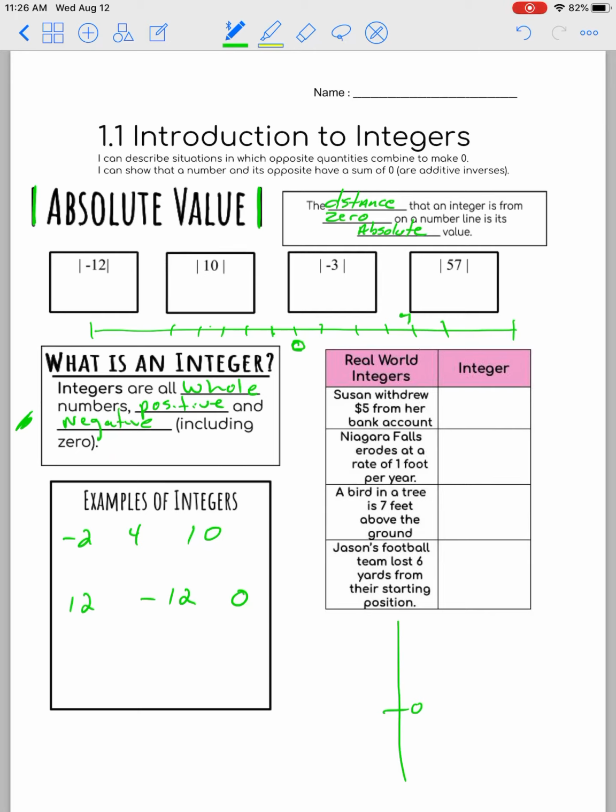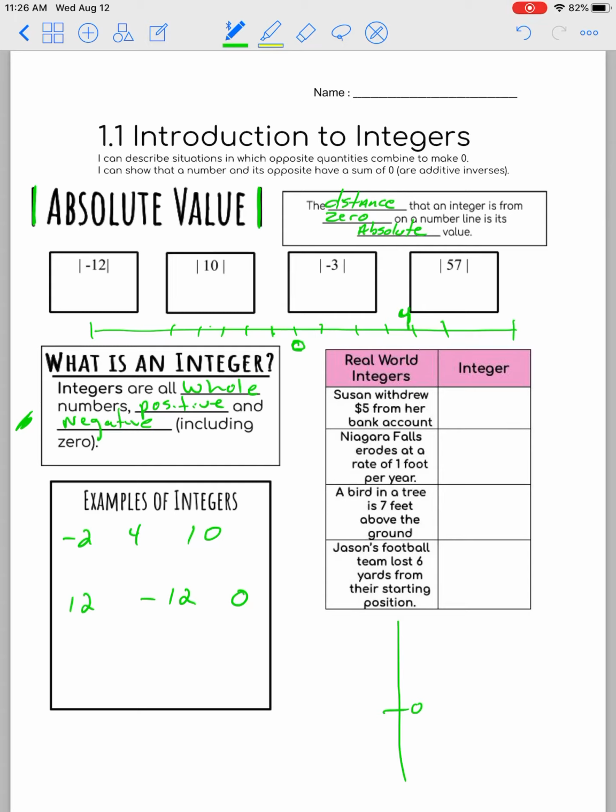Now let's talk about absolute values. Absolute values happen when you see a number with 2 bars on the sides. What that's asking you is this: the absolute value is the distance that an integer is from 0 on a number line. That is its absolute value.